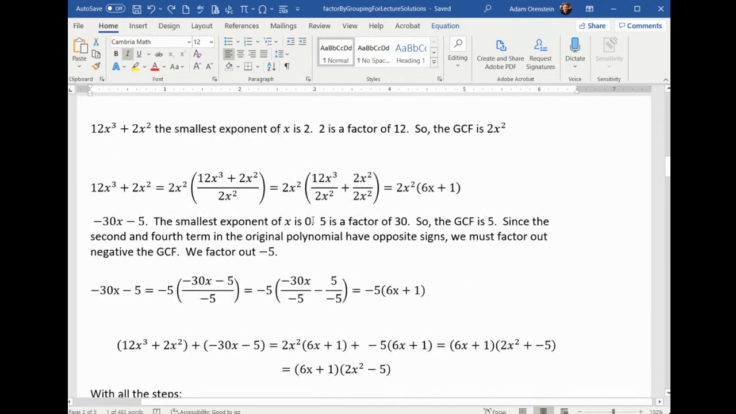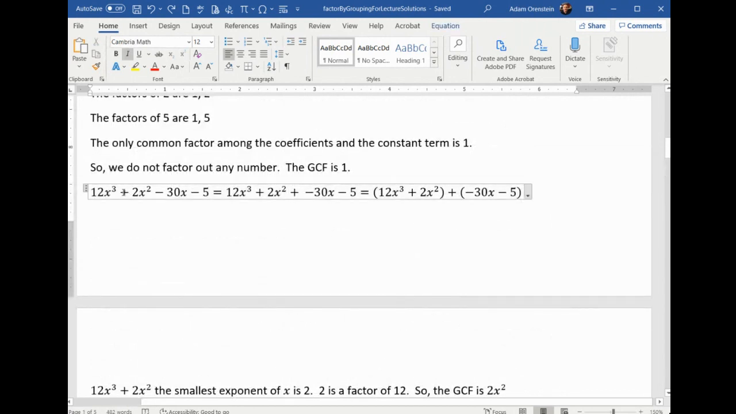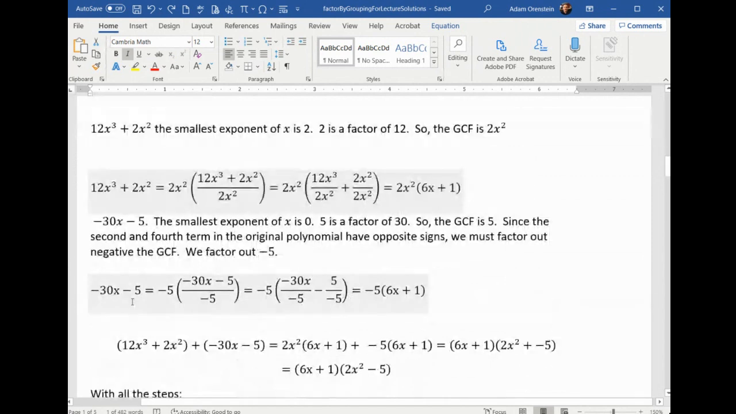For the next group, I want to be able to finish this. For the minus 30x minus 5, well, there's a constant term here, so we can't factor out x at all, meaning the smallest exponent of x is 0. 5 is a factor of 30, so 5 is the greatest common factor of 5 and 30. But remember, if you go back to the original, the second term has addition, the fourth term has subtraction. So you have to factor out a negative GCF from the second group. You have to take out a negative, and that's what I'm doing here. I'm not factoring out 5, I'm factoring out negative 5.